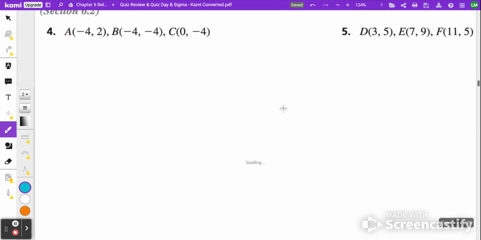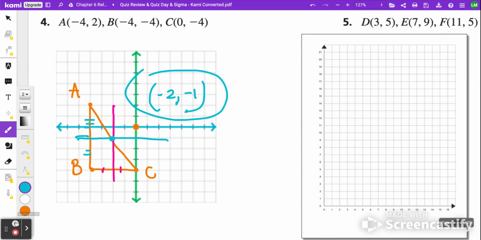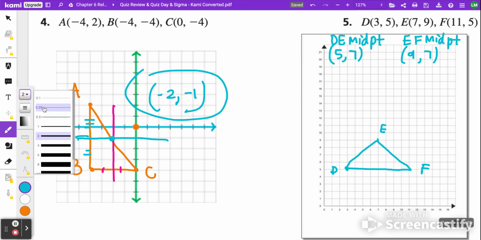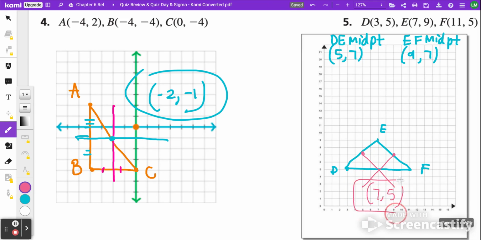Same thing over here. We're going to plot our points first for number 5 and then figure out our circumcenter. What I also went ahead and did here is after I plotted all my points, I found the midpoint of DE and EF just because it's a little bit harder to do on a diagonal line. The midpoint for DE is 5, 7. And then the EF midpoint is 9, 7. So as you use those to help you, you should get your circumcenter at 7, 5.